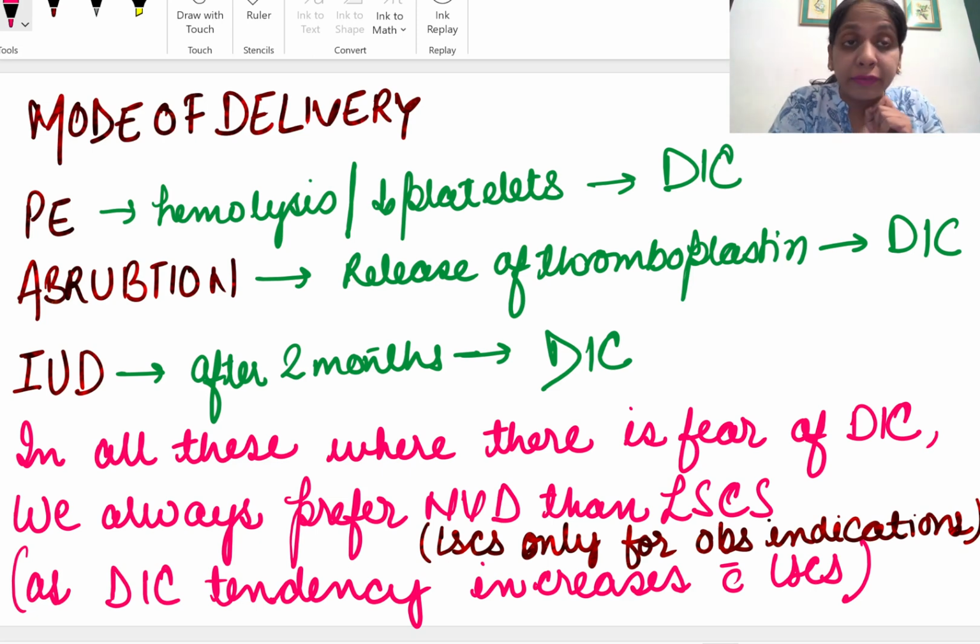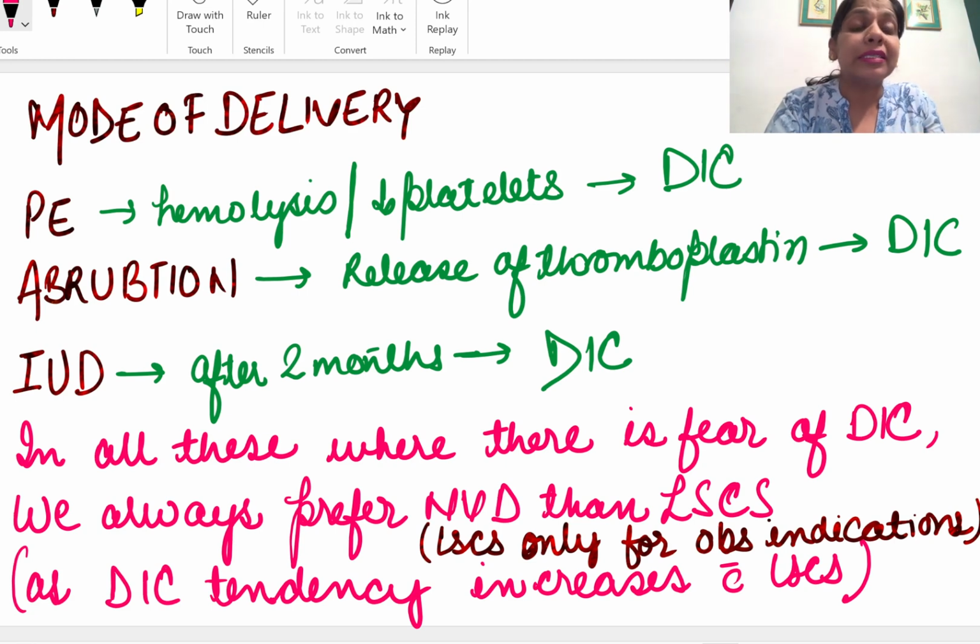So beta, here I would like to tell you, keep in mind that in all these three cases, as the patient has a tendency to go into DIC, you are not going to do cesarean as the first step unless there is any obstetric indication. Because if we do a cesarean in a patient with DIC tendencies, then what will happen? Then the patient will more easily go into DIC.